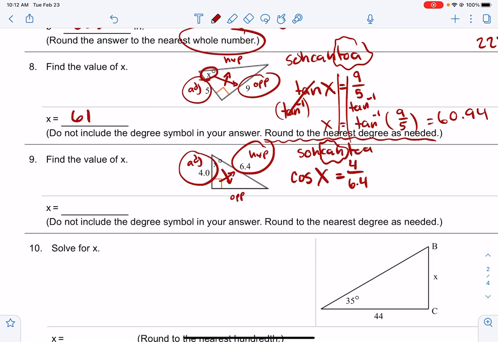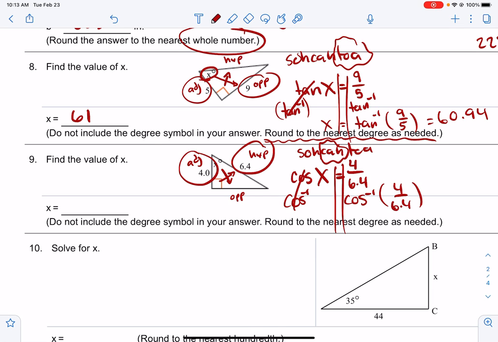And hopefully you're noticing the pattern. If you're ever looking for an angle, you're always going to use this inverse button because I've got to get rid of the cosine in front of the angle or the tangent in front of the angle. So if you're ever looking for an angle, you should know that you're going to end up using that inverse button to find your answer. If you're looking for a side of a triangle, you'll just use the regular sine, cosine, or tangent.